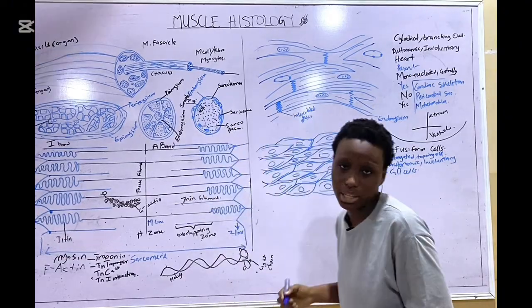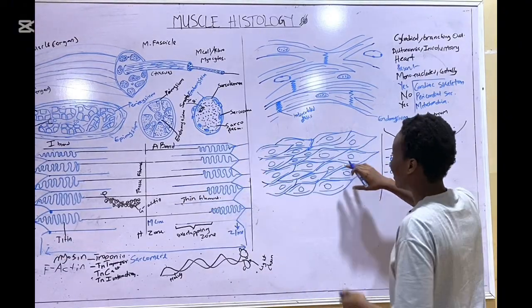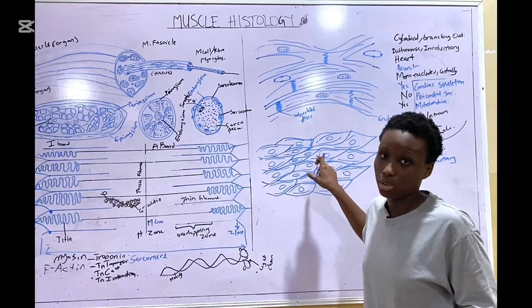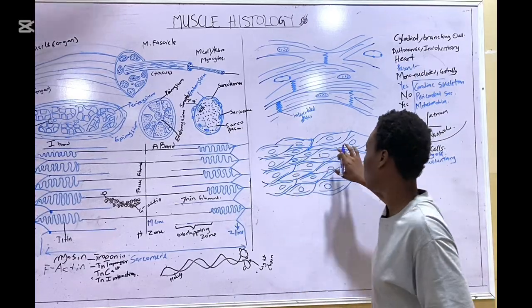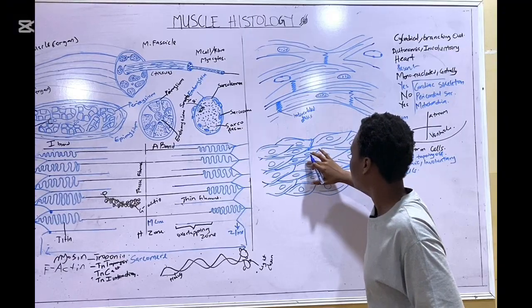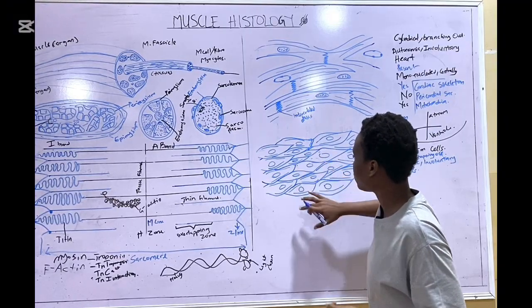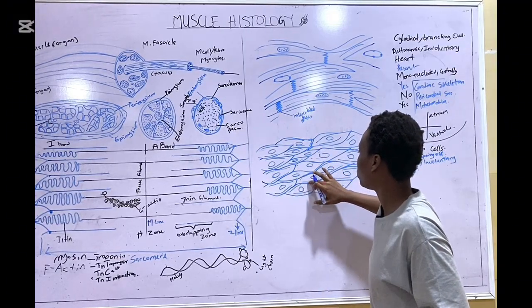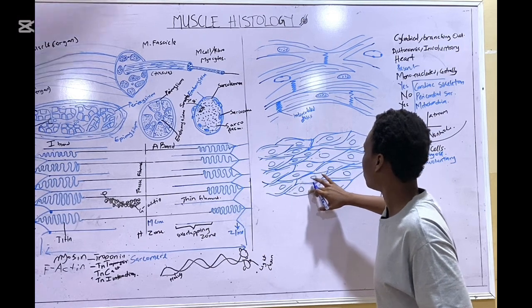Striations are absent, as you can see. These are not striations. Don't be deceived. You know what? Let me just clean it up. There are no striations. This was just an added defect. There are no striations in this cell.